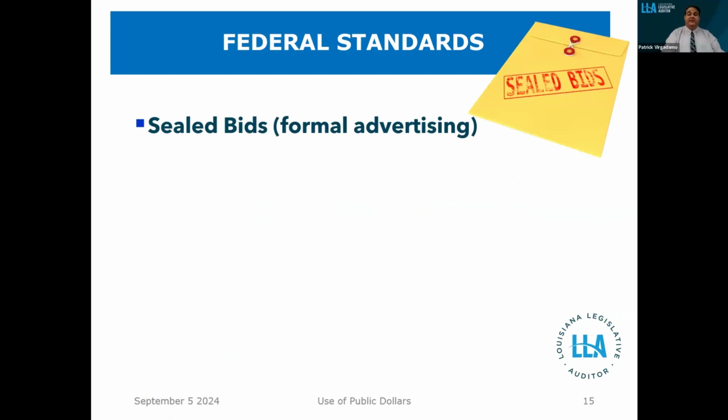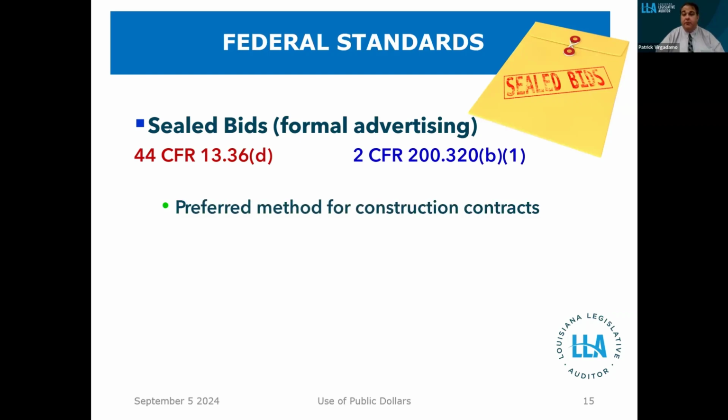Now, sealed bids is the first method that's authorized under the federal procurement rules as a means of actually bidding out a contract. There are formal advertising requirements, and these are the citations you'll find for it under 44 CFR 13.36(d) and 2 CFR 200.320(b)(1). It is the preferred method for construction contracts. The requirements can be found in the CFR because you always want to make sure you have the most up-to-date for when you're actually doing the procurement.